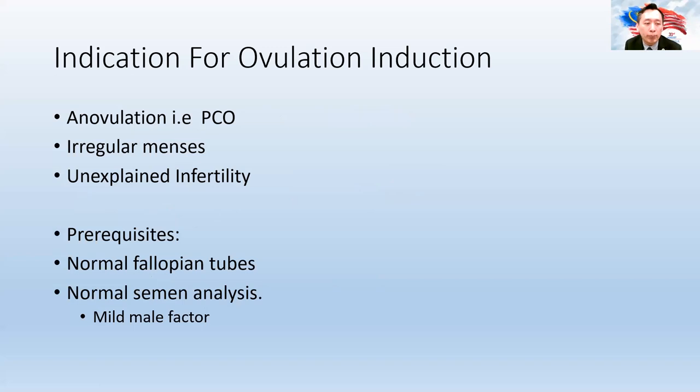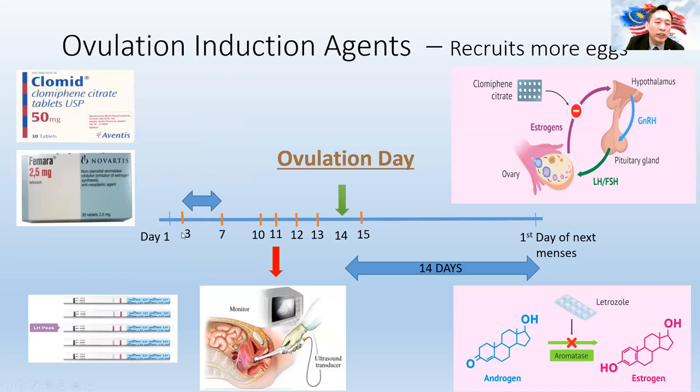What is the prerequisite for giving an ovulation induction agent? The fallopian tube must be normal. The sperm analysis, male factors, which means the sperm count is about 10 to 15 million. Ovulation induction normally takes from day 3 until day 7, for 5 days. If you take Clomid from 50 milligram daily to 150 milligram daily, Femara 2.5 milligram to 7.5 milligram daily.